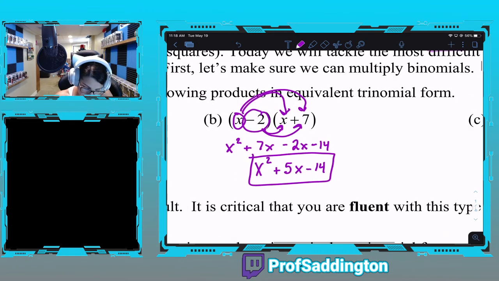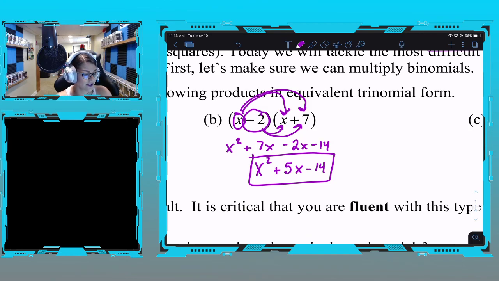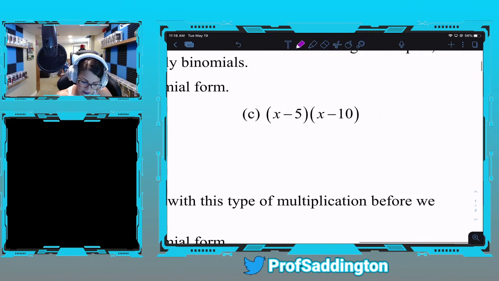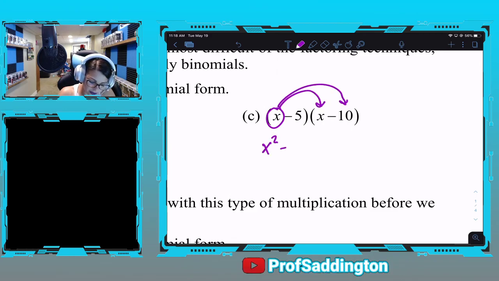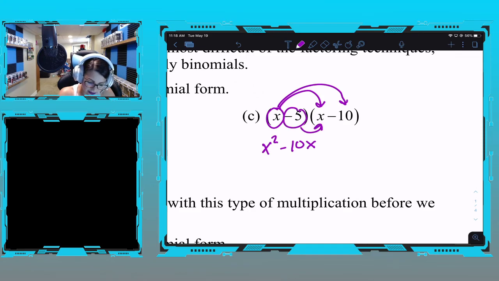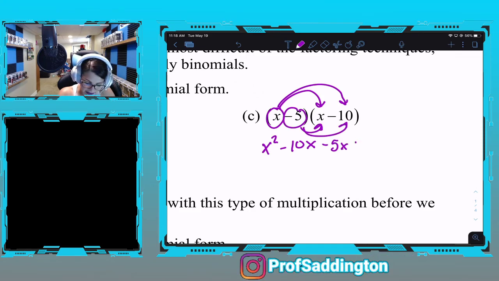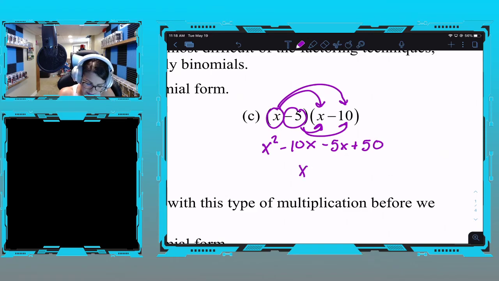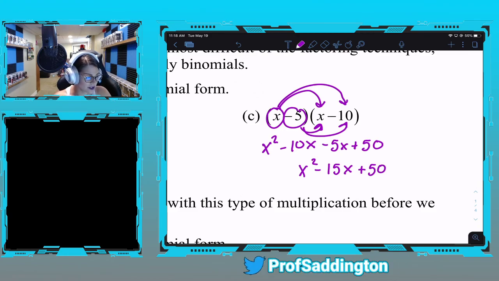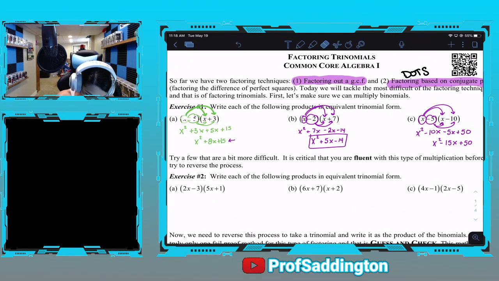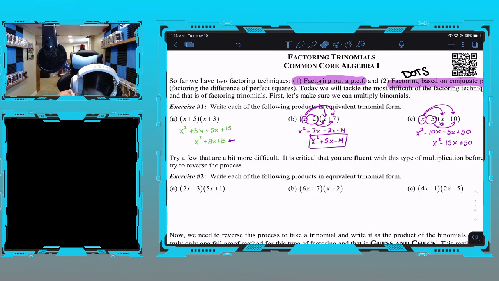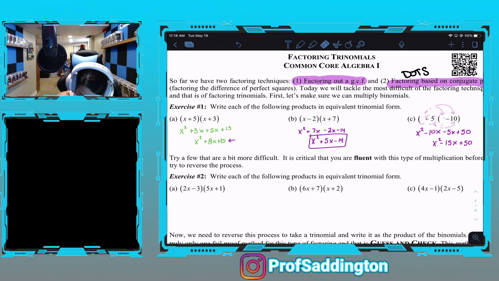Okay. And then let's see what we get for the next one. Double distribute. We get x squared minus 10x minus 5x plus 50. So we get x squared minus 15x plus 50. Okay, so let's just kind of analyze what we have here. And I'm going to erase what I did in the bubbles just so we can look at it a little bit cleaner, okay?